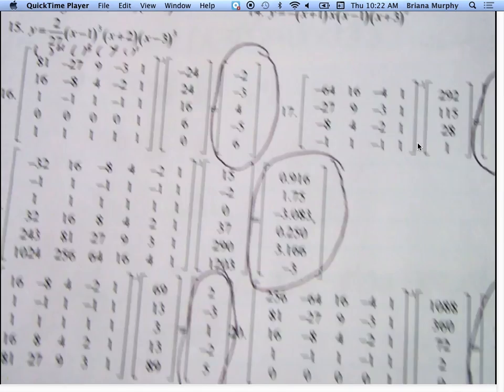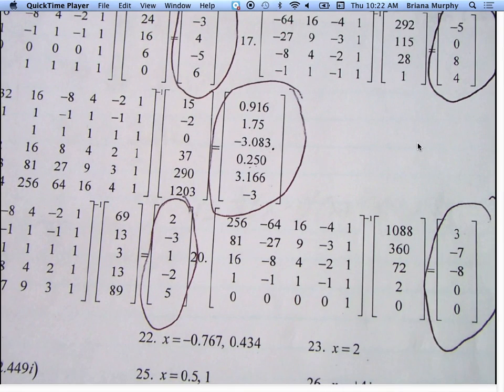Number 19 is 2, -3, 1, -2, and 5. Number 20 is 3, -7, -8, 0, and 0. And so, okay, one that we want to look at is number 18.